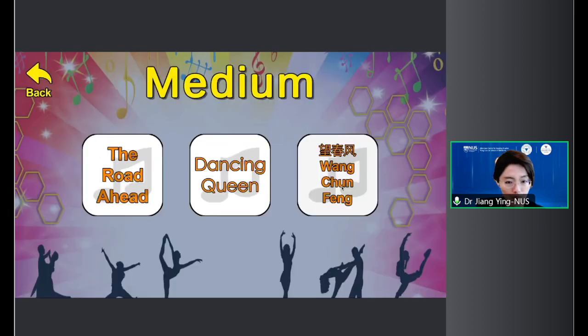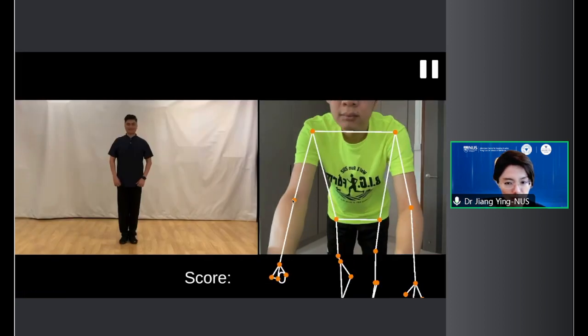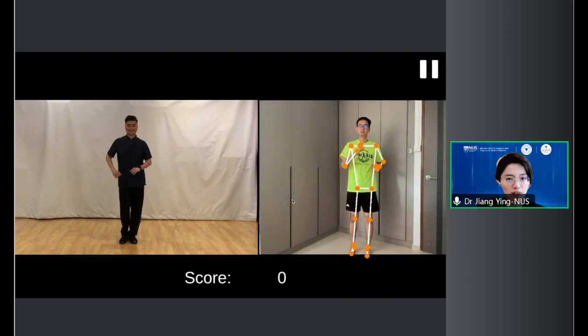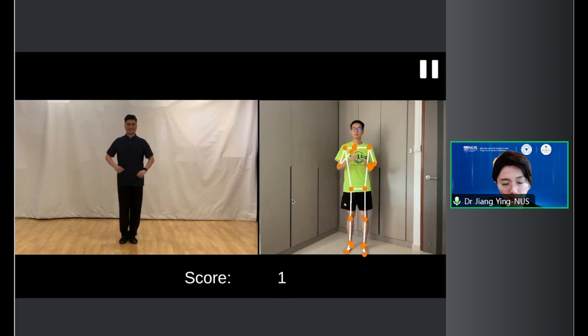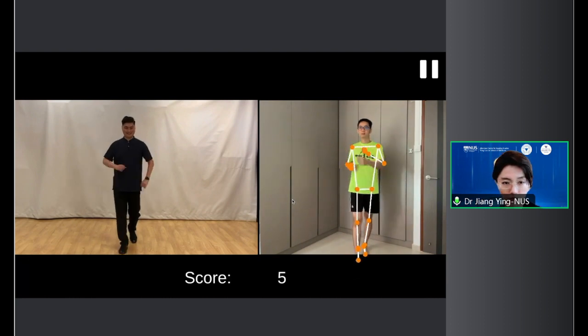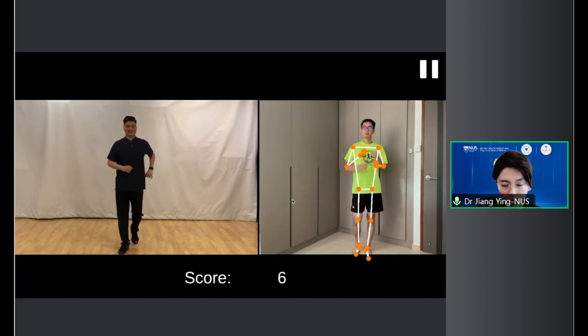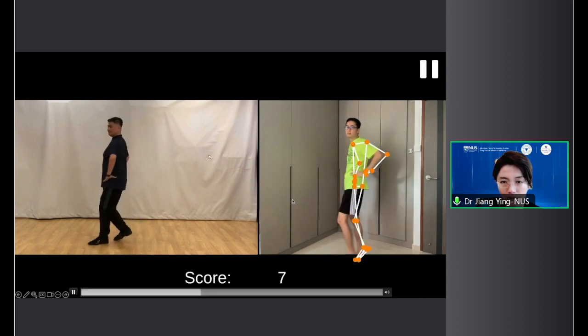So what is the intervention then? This is actually the intervention. I'll just play the videos. We engaged a dance choreographer to choreograph and design some movements suitable for older adults, with the emphasis on lower limb strength.